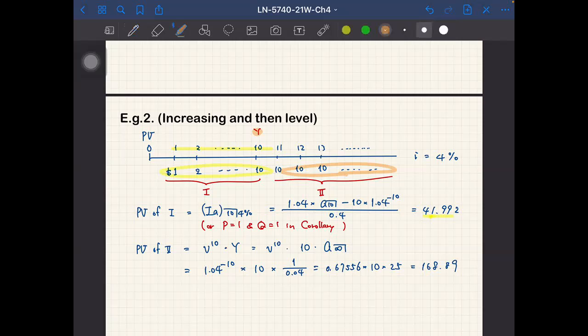So the sum of these two quantities should be the present value of this increasing and then level annuity. So PV is equal to PV of 1 plus PV of 2. So this is 41.99 plus 168.89, which is equal to $210.88.